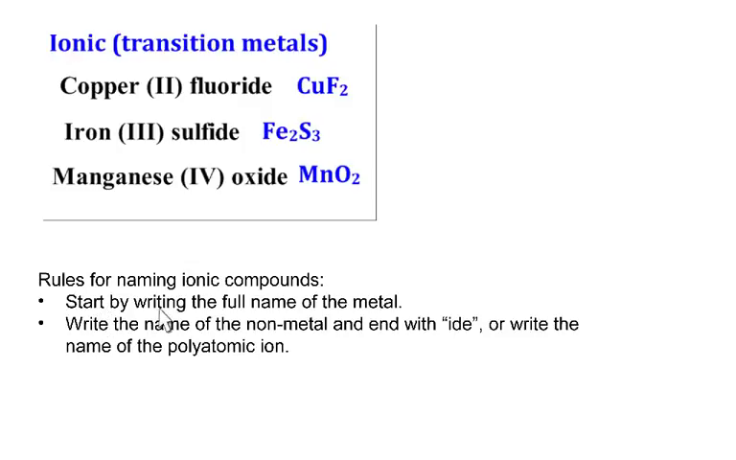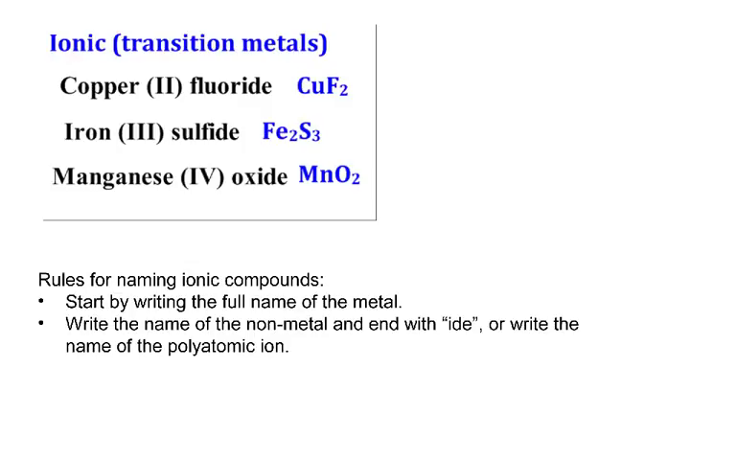The rules for ionic compounds, we said start by writing the full name of the metal or your first element. Then write the name of the nonmetal and end it with IDE. Or if it's a polyatomic ion, then just write the name of the polyatomic ion. Now normally we would just stop there, but it seems like when you have a transition metal, in parentheses you put a Roman numeral. So here it's 2, here it's 3, here it's 4. Can you figure out what that number is? Think about it for a minute. Let's see if you can figure it out.